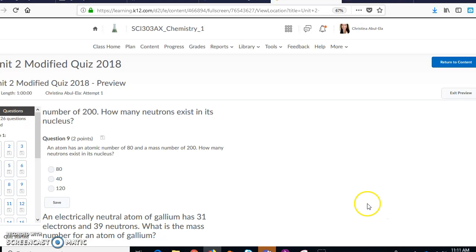Question 9. An atom has an atomic number of 80 and a mass number of 200. How many neutrons exist in its nucleus? 80, 40, 120.